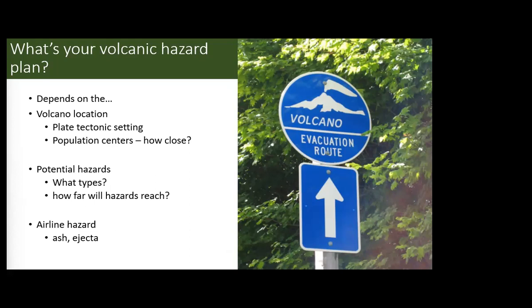How close is your population center? Are you, for example, right at the slopes of Mount Fuji? Or are you, say, in Delaware on the East Coast? Are you even remotely close to a volcano at all? Knowing what your potential hazards are. Are you going to get pyroclastic flows? Are you going to get lava flows? Are you going to get ash as your main concern? And how far is that hazard going to reach from that volcanic eruption?